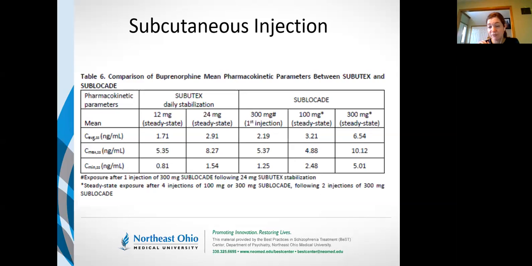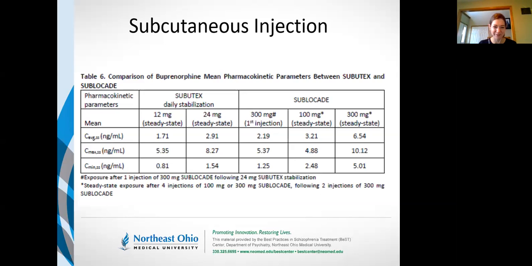So with the first injection of 300 milligrams, and then for patients that were stabilized and given monthly 100 milligrams or 300 milligrams. So as you'll see, even for patients that were on 24 milligrams of buprenorphine transmucosally, their average concentration is about just under 3. And if they're given the monthly 100 milligram injection, you see that their average concentration would be just over 3. So really able to maintain those patients that require a little bit higher concentrations, even with the 100 milligram.